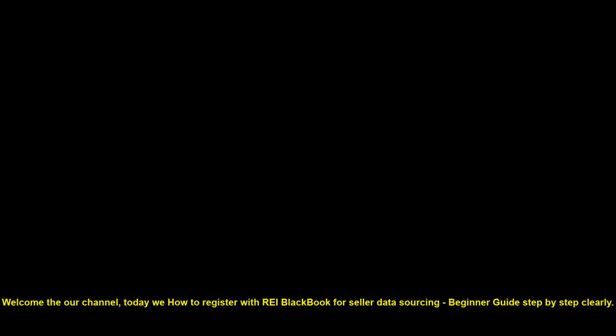Today we show how to register with REI BlackBook for seller data sourcing, a beginner guide step by step clearly. To register with REI BlackBook, start by visiting their official website. Once there, locate the sign up or get started button on the home page. Click on the button to proceed to the registration page. Fill in the required information, including your name, email address, and company details.